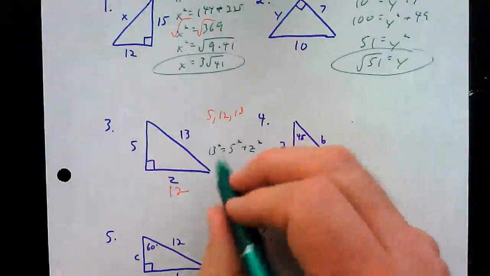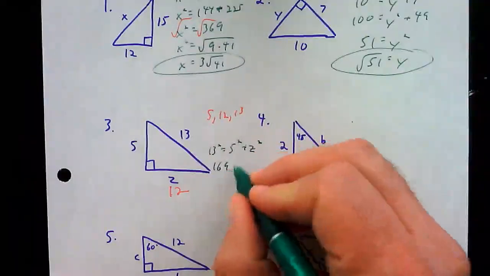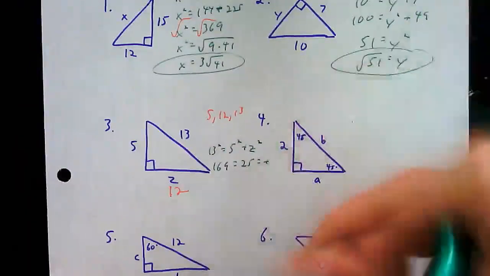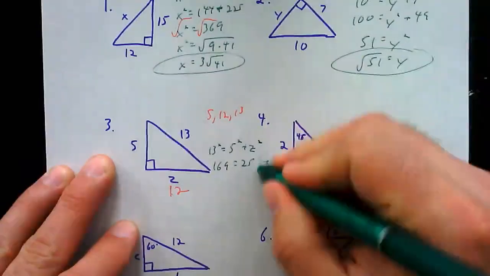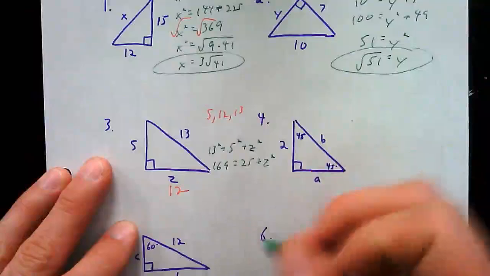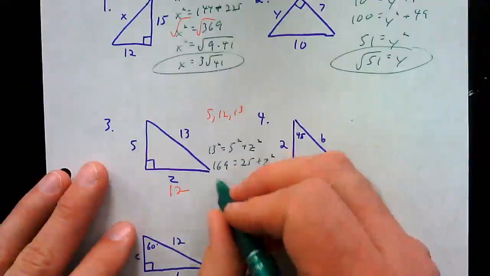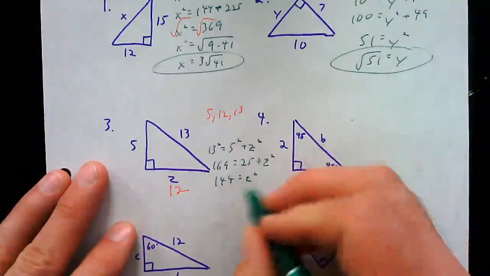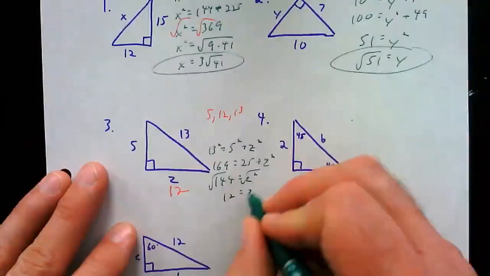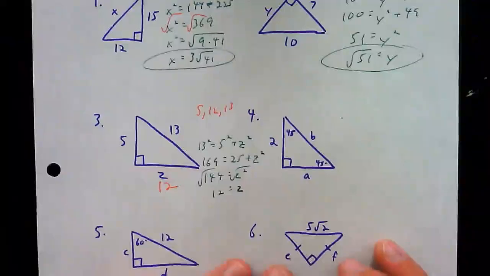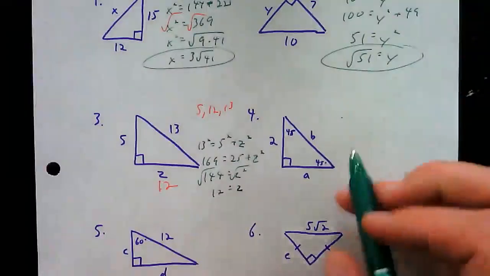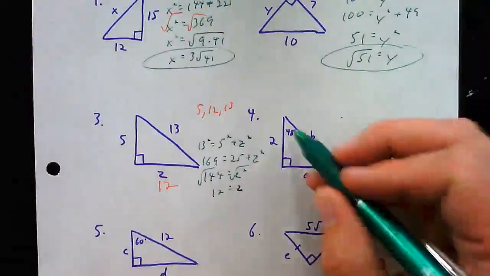So, for z down there at the bottom, let's see, 13 squared, that's 169, equals 5 squared, which is 25. Oops, that's a plus sign, not an equals. Subtract the 25, you get 144. Square root that, and you get 12. Alright, so again, whether you recognize the triple or not, you should still be able to do that problem using Pythagorean theorem.